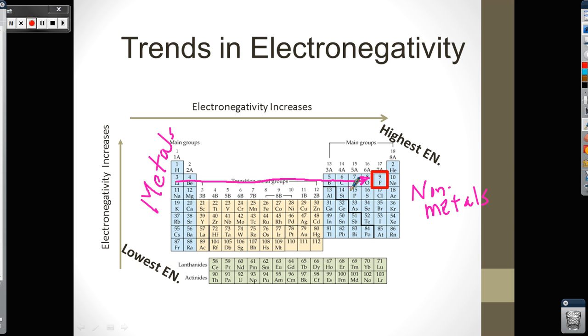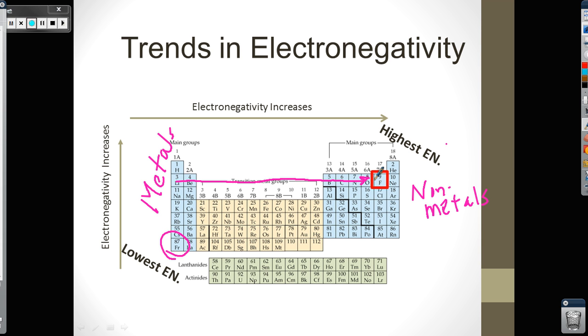That's because the highest electronegativity is going to be found here with fluorine. All of the other elements around fluorine also have a very high electronegativity. As I move up a group, my electronegativity also is increasing. The lowest electronegativity is going to be found in this part of the table. As I move up a group, my electronegativity increases because the valence electrons are getting closer and closer to the nucleus.